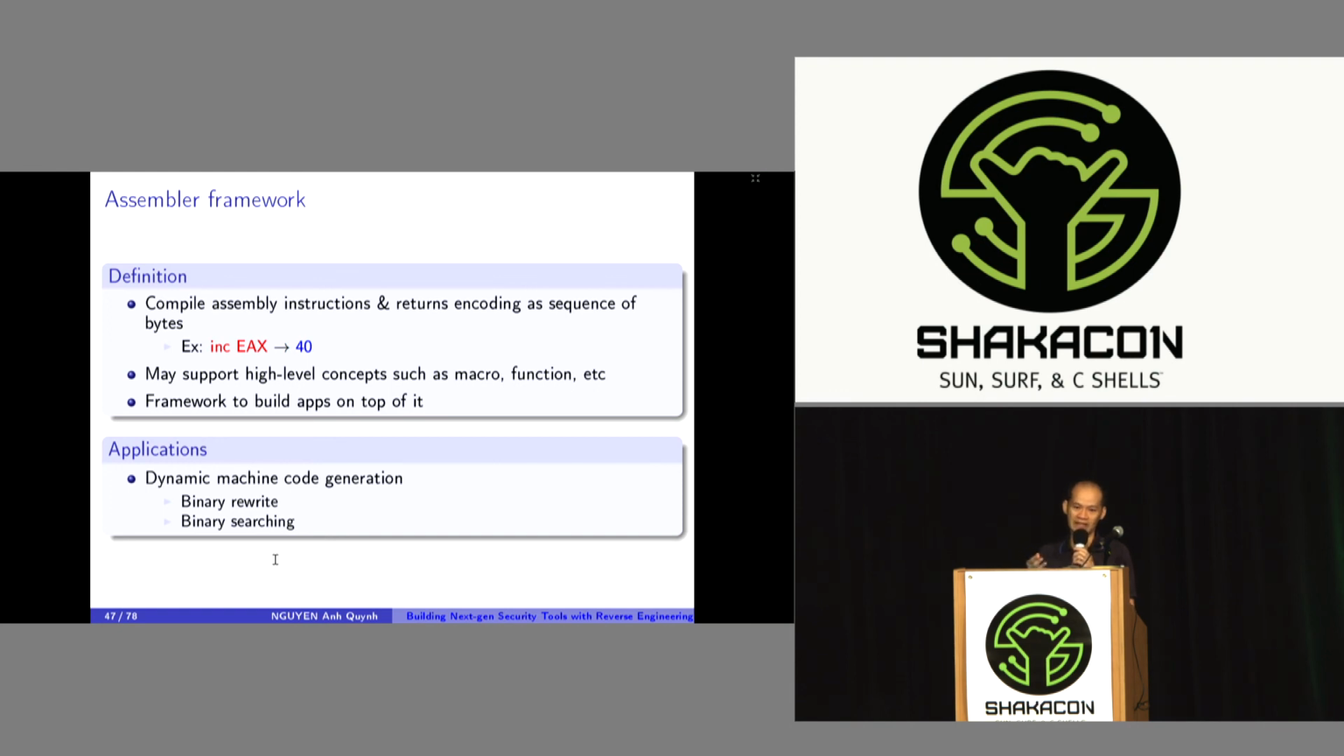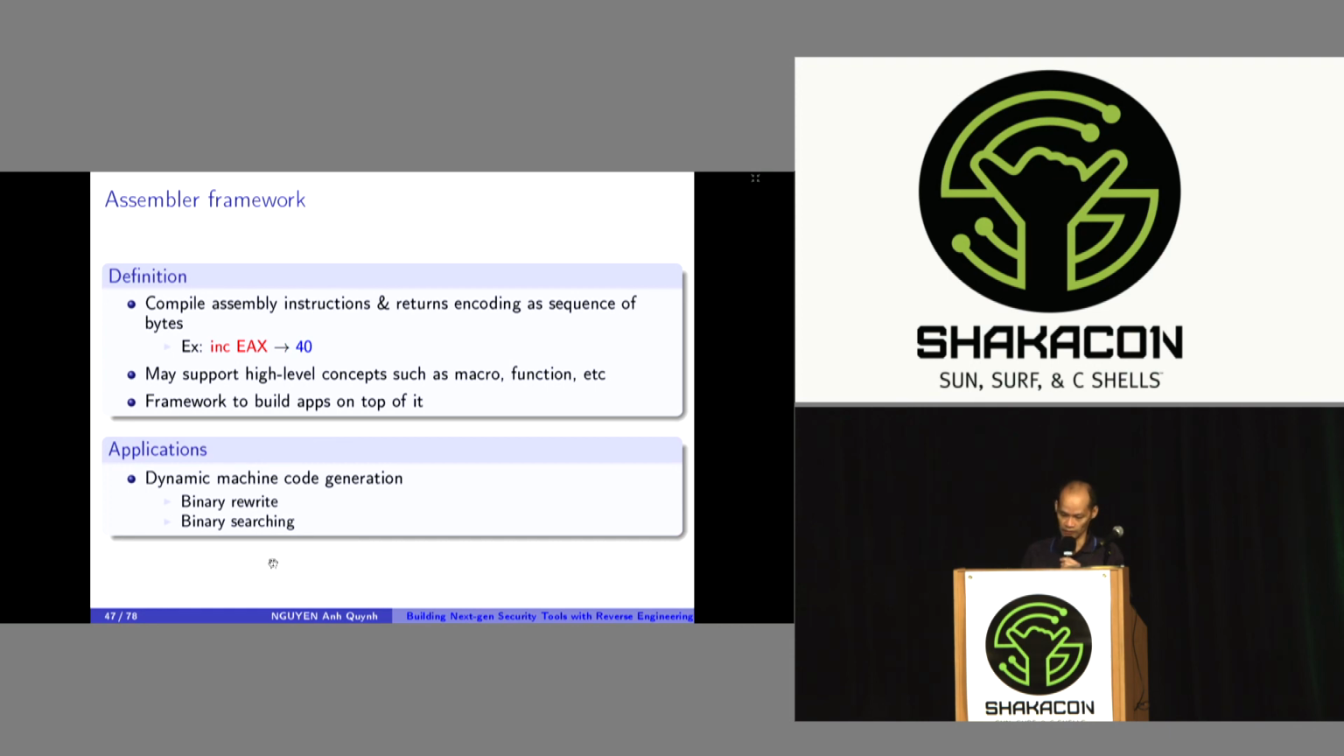sometimes you want to generate new code. That means you want to generate code from assembly. So given the assembly, you want to compile it and get back the binary. So you can rewrite the code, for example. An assembler is a tool that takes assembly code as input, compiles the code, and gives back the binary as output.